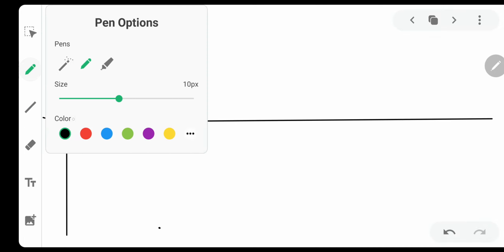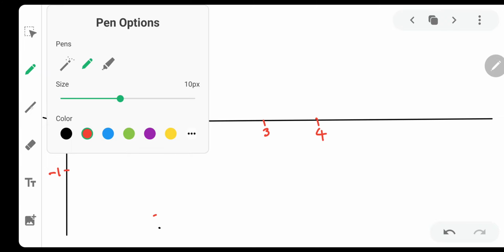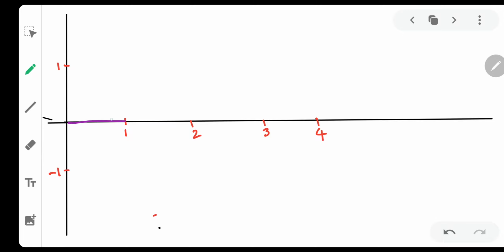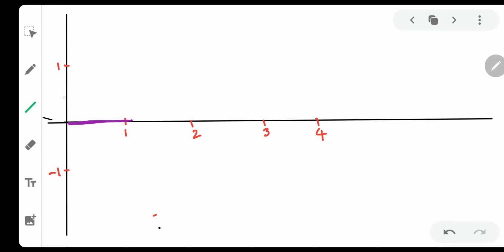Let us start. Okay, so over here I have 1 and over here I have minus 1. Over here I have 1, over here 2, over here 3 and over here 4. So observe very carefully the cycle. From 0 to 1 the answer is 0. It means the curve will be, I will plot the curve with which color? Let us say purple. From 0 to 1 it will be 0, right? And from 1 to 2 it is 1. So from 1 to 2 it will be 1.